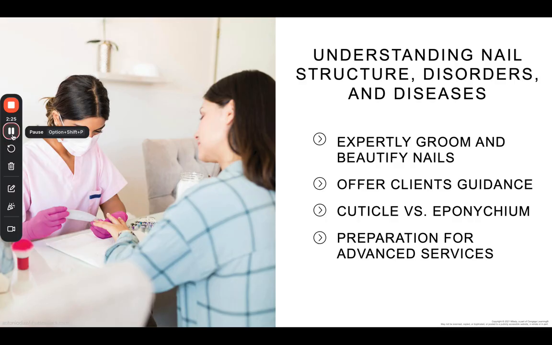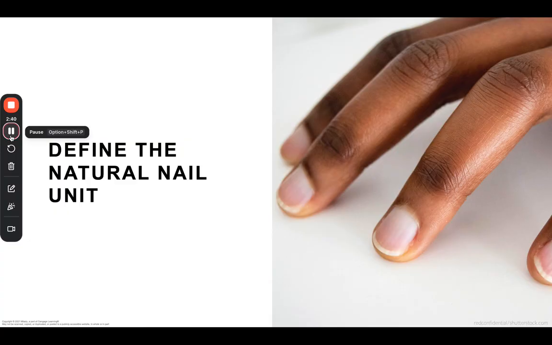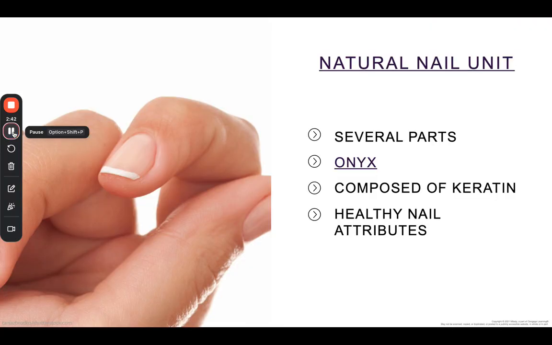It is important to know the difference between the nail cuticle and the eponychium before you perform nail services, and understanding the structure and growth cycles of the natural nail will prepare you for more advanced nail services. Objective number 2, define the natural nail unit.